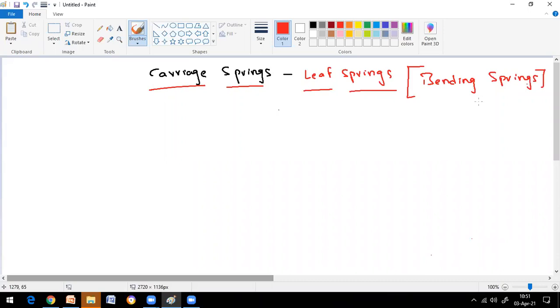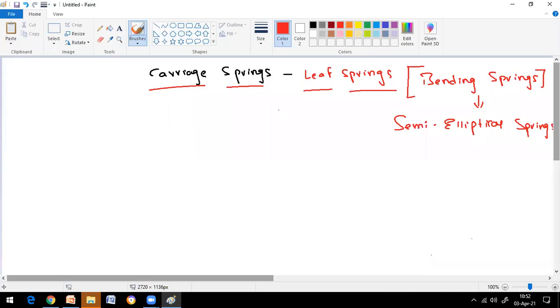Usually they are all semi-elliptical springs. See, there are many names by which you can define these springs. Carriage springs are also called leaf springs, which are subjected to bending, so they are called bending springs, and they are in the form of a semi-elliptical shape, so they are called semi-elliptical springs.